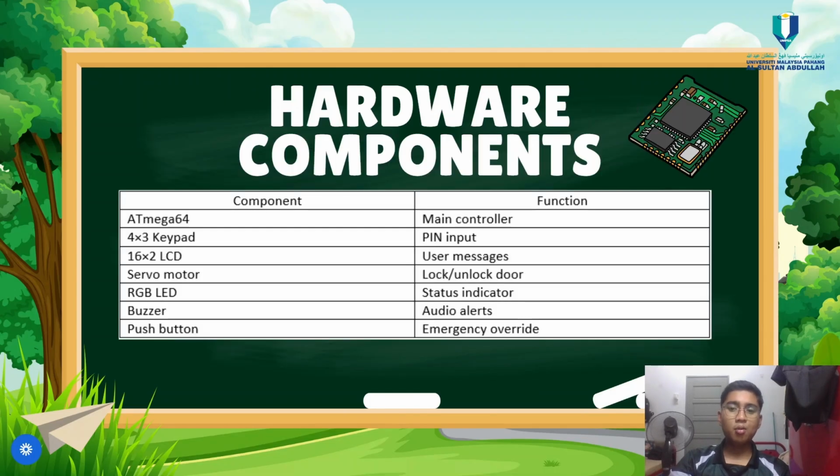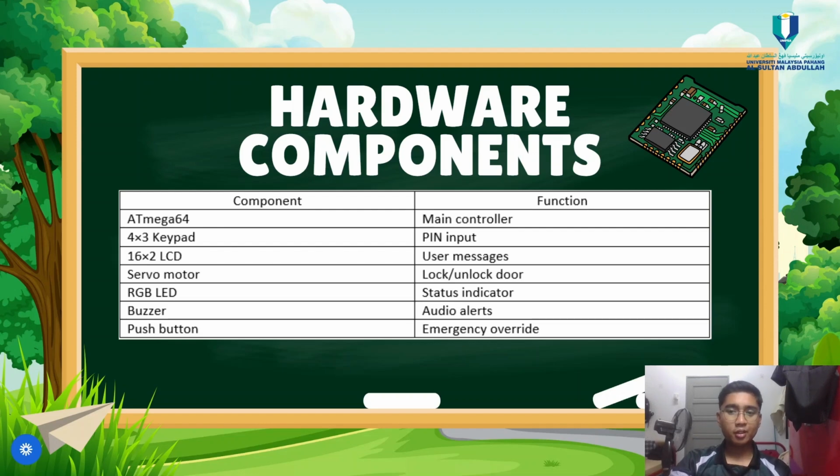So this is our hardware components. Let me briefly explain each hardware component. First, the ATmega64 is our main controller. Number 2, the 4x3 keypad is used for entering the PIN. Number 3 is the 16x2 LCD, which displays messages such as enter PIN or access granted. Then we have the servo motor, which physically locks and unlocks the door. And then the RGB LED that can change color to show the system status, for example red for lock, blue for unlock, yellow for access denied, and others.